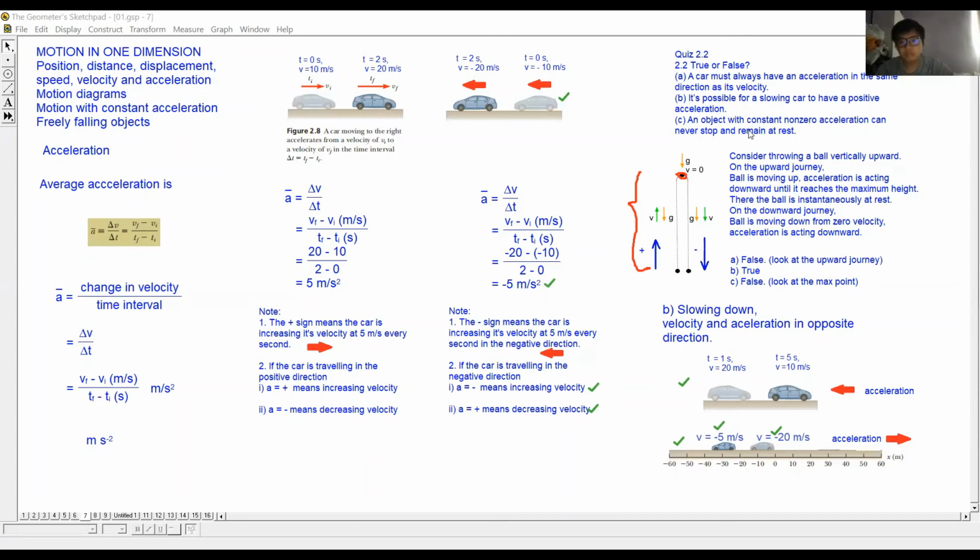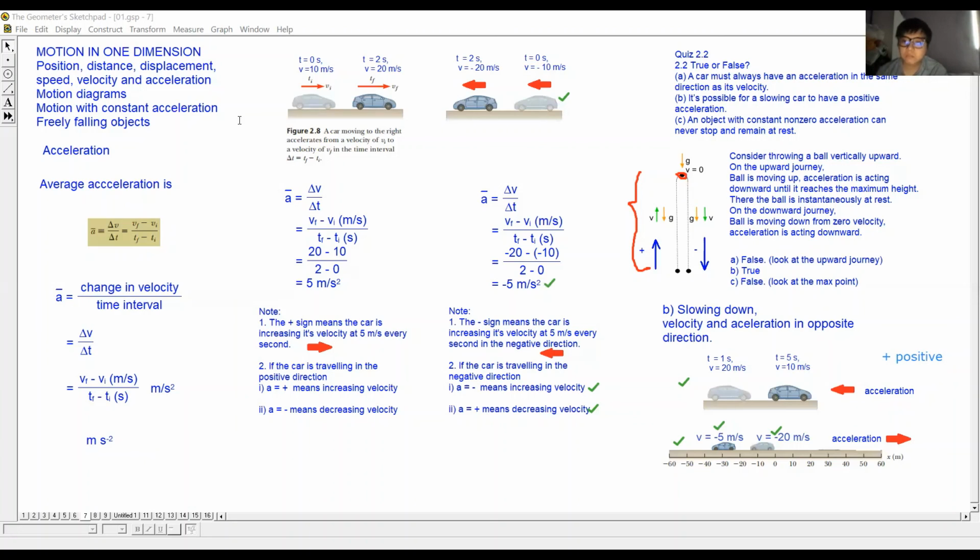Okay. So is it possible for a car to have a positive acceleration when it's slowing down? Yes. Both of them are slowing down. This is slowing down. This is also slowing down. But because of our direction, this acceleration here is positive. This acceleration here is positive. This one, the first one. Then the second one, sorry, not this one.